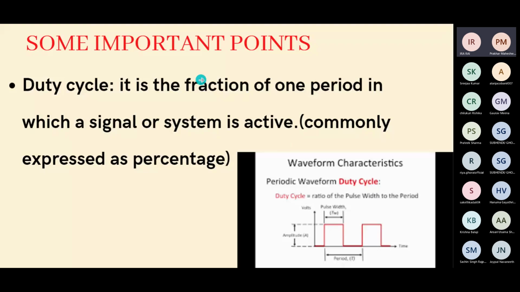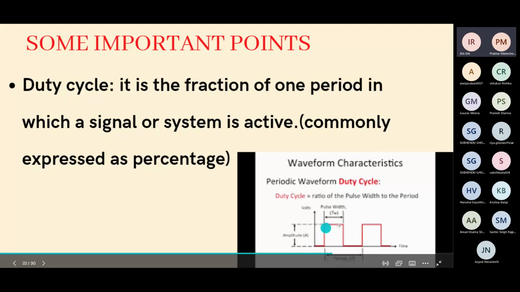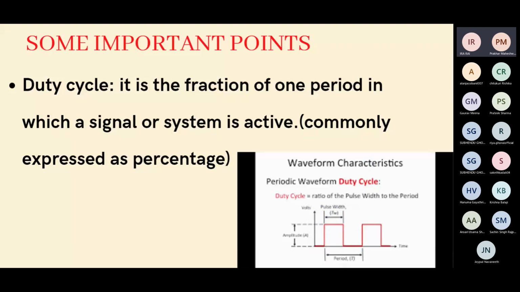So I was explaining duty cycles. The duty cycle of a signal is the fraction of one period in which a signal or system is active. As we can see in this rectangular wave, this is a digital signal, so this is 1, this is 0. This is the active state of the signal, and this is the whole time period of the signal. So the fraction of the active state upon the time period is the duty cycle. It is commonly expressed as a percentage.